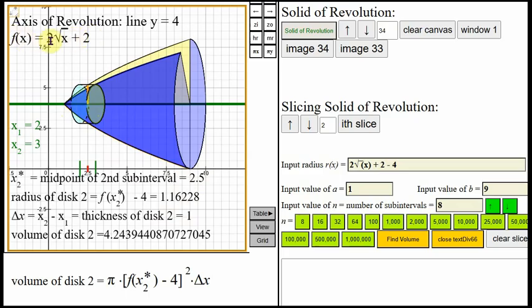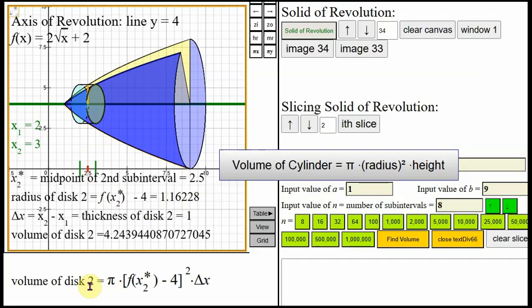So we do f of 2.5, we get 2 times the square root of 2.5 plus 2. Now f of 2.5 is going to be the distance from the x-axis up to the graph. But the radius that we need is just this part right here. So we're going to do f of x star minus 4, minus 4 for this distance right here. That will give us 1.16228.